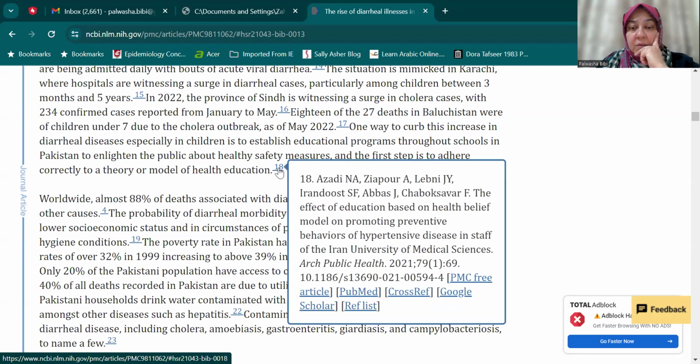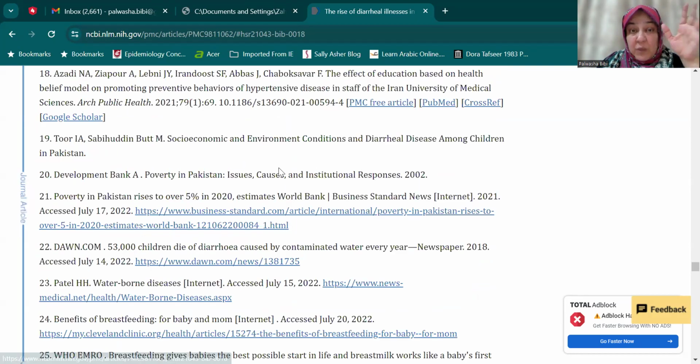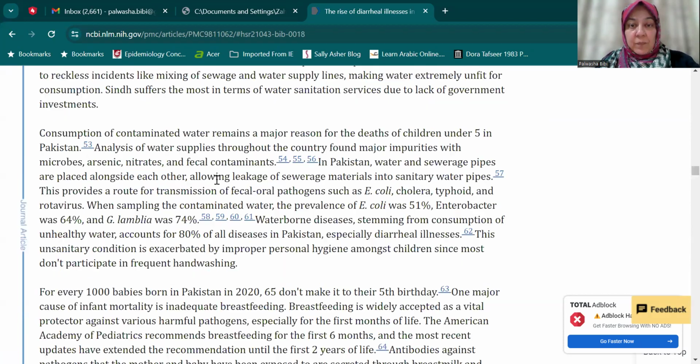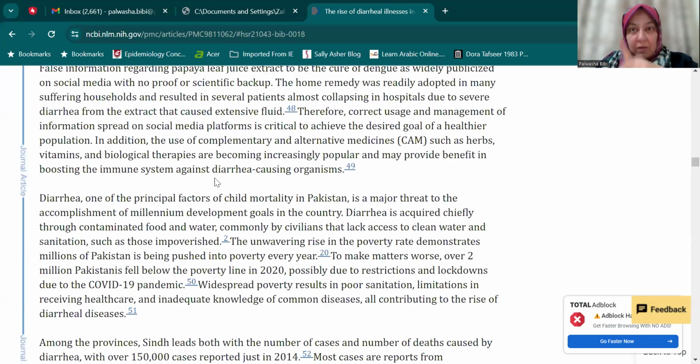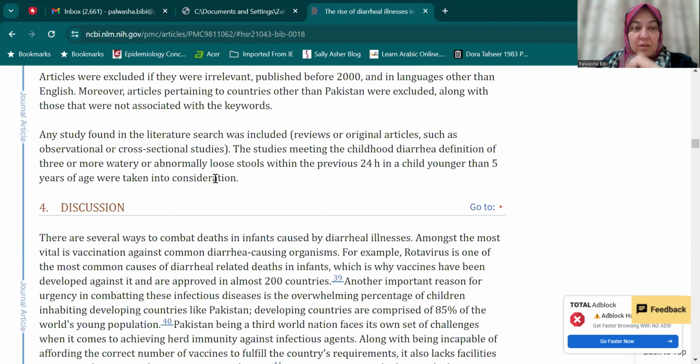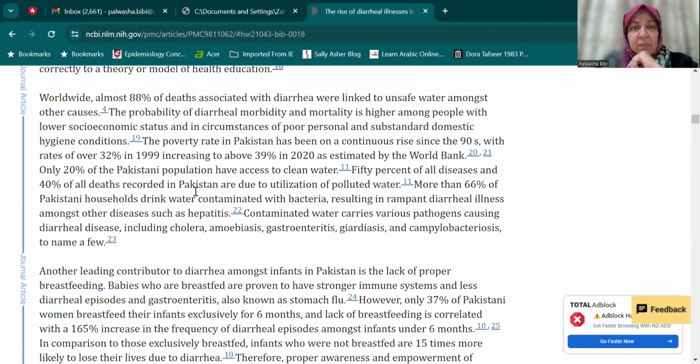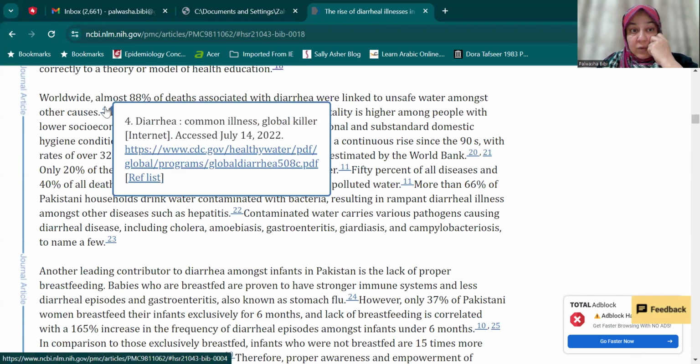Now let me just show you something. The effect of education based on health belief model and promoting preventive behaviors in hypertensive disease. I don't know why he put it here, but he did put it here because it is related to health education. It's not a good reference, but the writer probably didn't find a better reference, so they put it here. Worldwide, almost 88% of deaths associated are linked to the use of unsafe water, amongst other causes. So he's qualifying his statement.